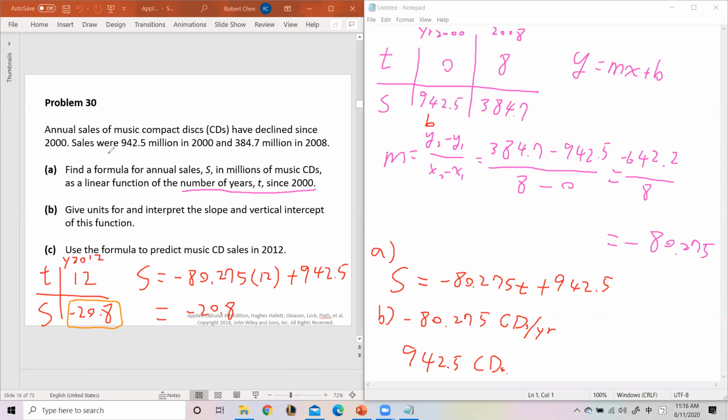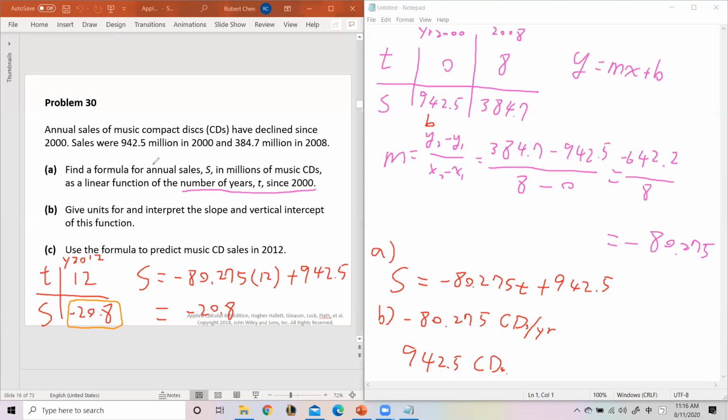S represents the sales, in this case, sales in 2012. Now, is it possible for the number of CD sales to be lower than 0? Can you sell negative CDs? Maybe if you were the seller and you buy CDs, maybe that'll be negative, but in this context, it doesn't make sense. You have extra CDs that you didn't sell, but you cannot sell negative CDs.